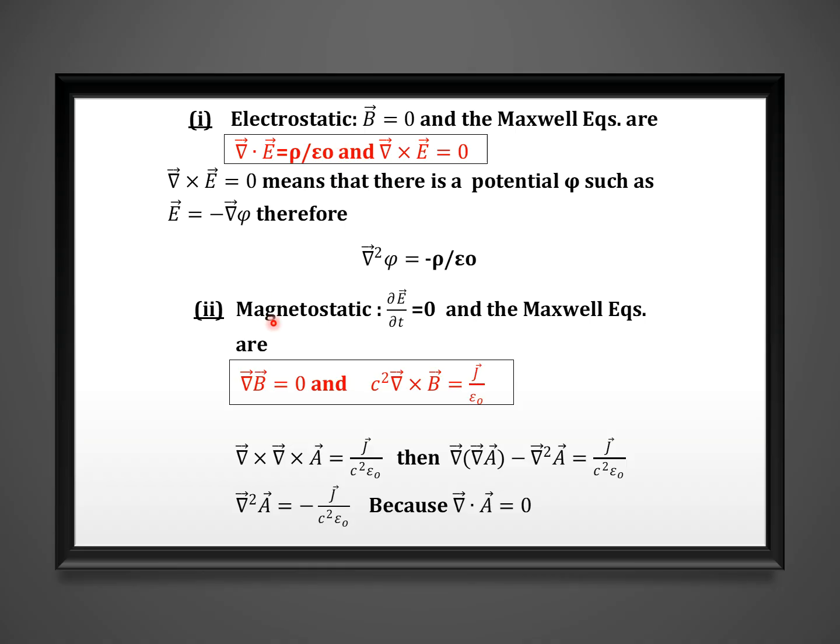Now, we have electrostatics and magnetostatics. Electrostatics is defined when the magnetic field B is equal to 0 and the Maxwell equations are the divergence of E equals rho over epsilon naught and the curl of E is equal to 0. But when the curl of E is equal to 0, that means there is a potential phi such that E is equal to minus del phi. And therefore, from previous equations, the square of del phi is equal to minus rho over epsilon naught.